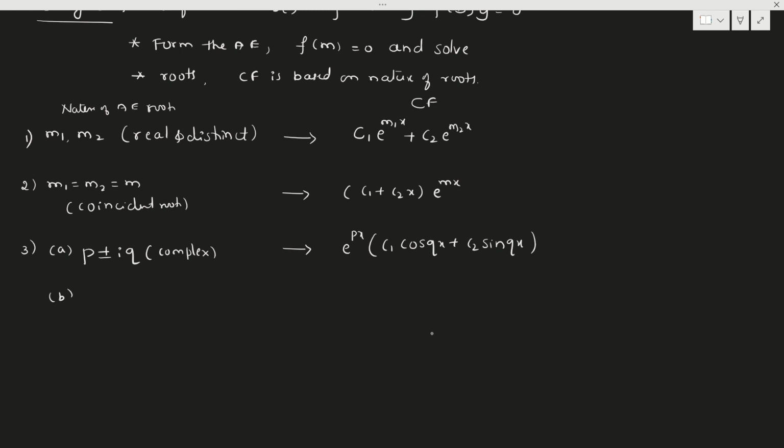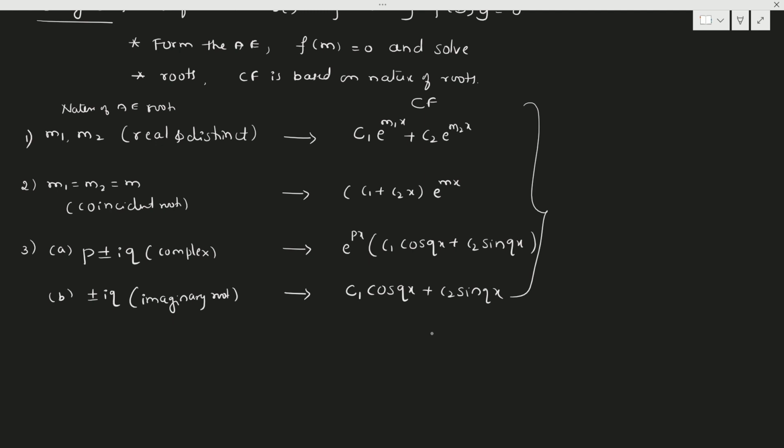Suppose the given pair are imaginary roots, meaning there is no real part, only the imaginary part. So plus or minus iq. This is an imaginary root. Then the form of solution is C1 cos qx plus C2 sin qx. This part, e raised to px, will not exist. That's it, the simple way. This is the summary of how to find the complementary function.